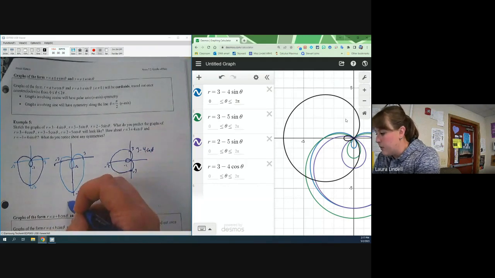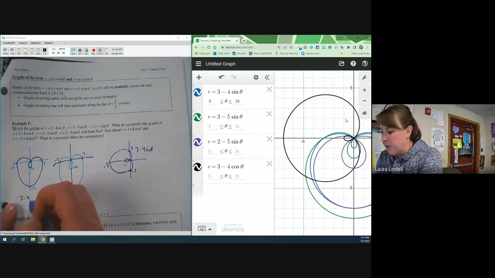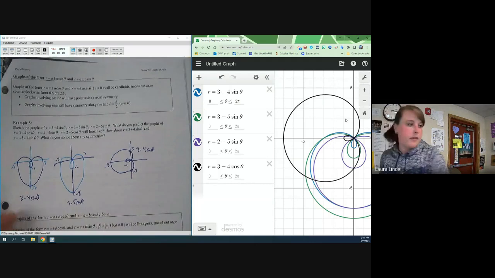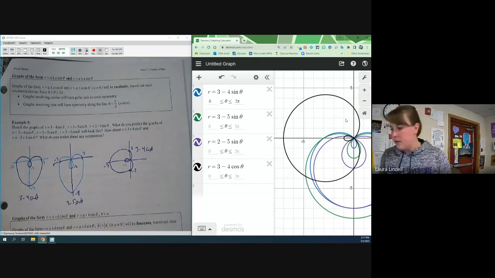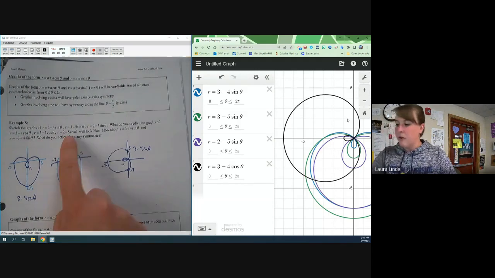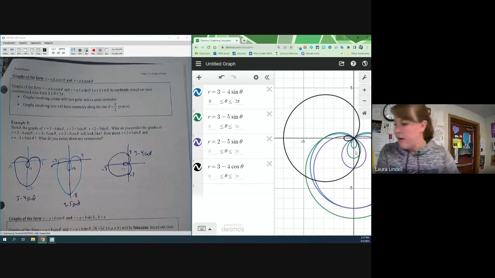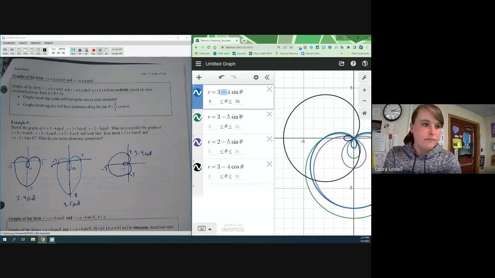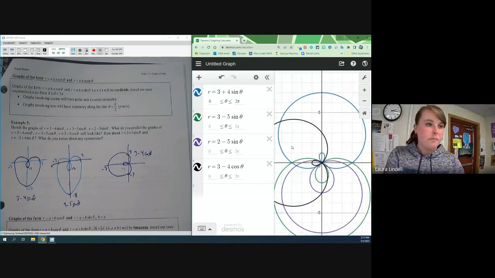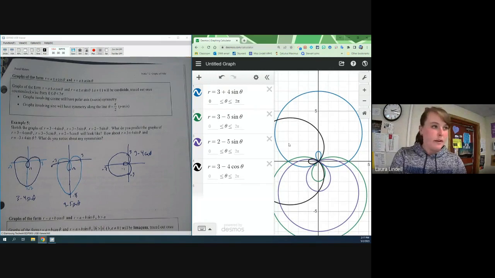This one was 3 minus 5 sine theta. This one was 3 minus 4 sine theta. All right. Let's try some of the others. So we know these will pretty much look like the way that these ones did, but sideways. Let's try the 3 plus 4 sine theta. Let's change this to a plus. And it flips it over. Kind of hopefully how we expect at this point.